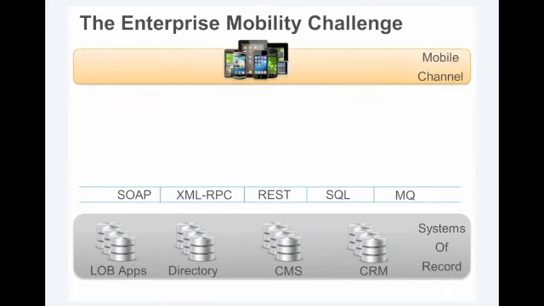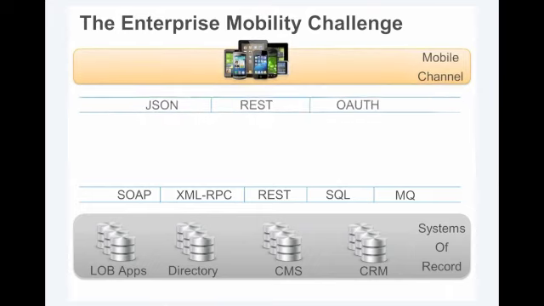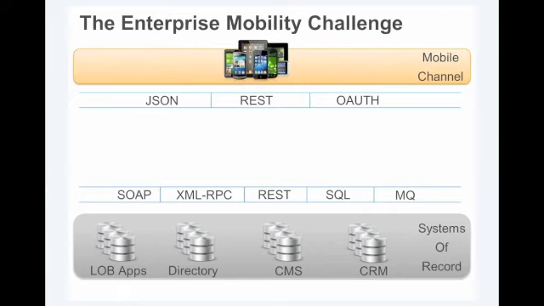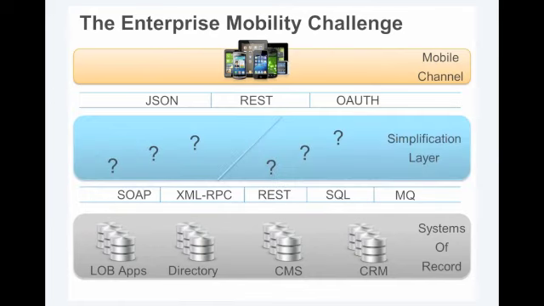On the other hand, we have these new mobile channels that come in, all the tablets, phones, etc. And the communication protocols that they are familiar with and used to dealing with are things like JSON and REST and OAuth for authentication. And what you see here is there's a disconnect between the protocols that the mobile channels are used to dealing with and that which our systems of record provide.